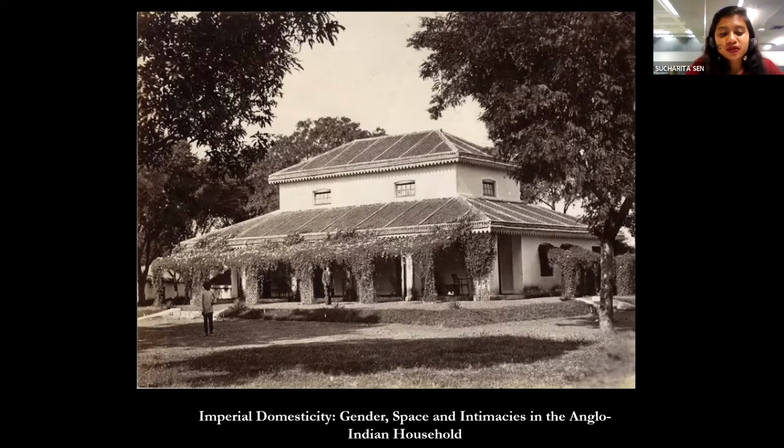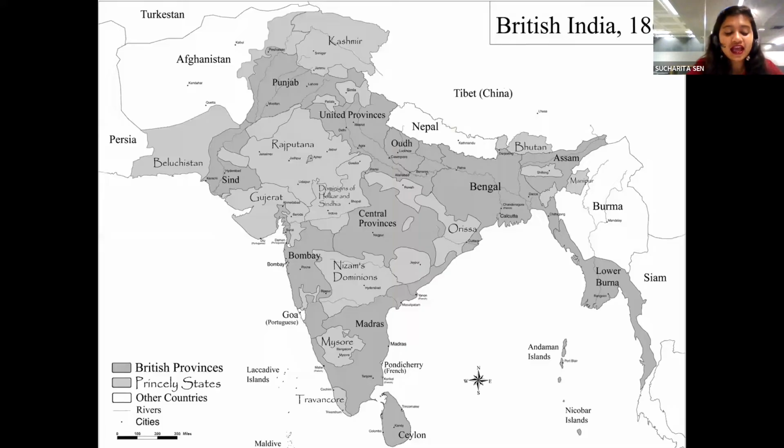My paper explores the intersection and interaction of gender, space, and intimacies in the Anglo-Indian household. The coastline of India has for long been a favorite destination of European commercial endeavors. By the early 19th century, the British East India Company had surpassed its rivals, quelled rebellions, and brought a sizable section of Indian territory under its control.